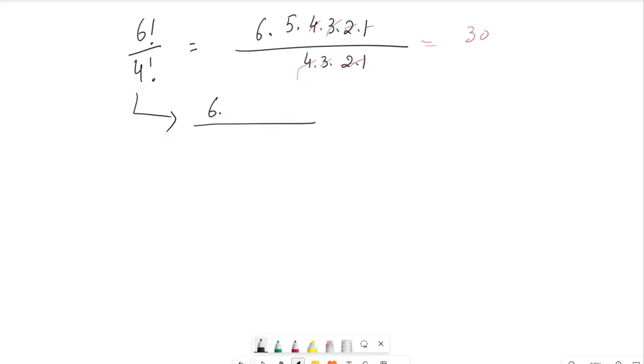Now I want to show you one more way of doing this. 6 factorial is 6 times 5 times, and the remaining whole thing can be written as 4 factorial. And we are dividing by 4 factorial. So these will cancel and we know the answer is 30. So both of these ways are direct ways of calculating with factorials.